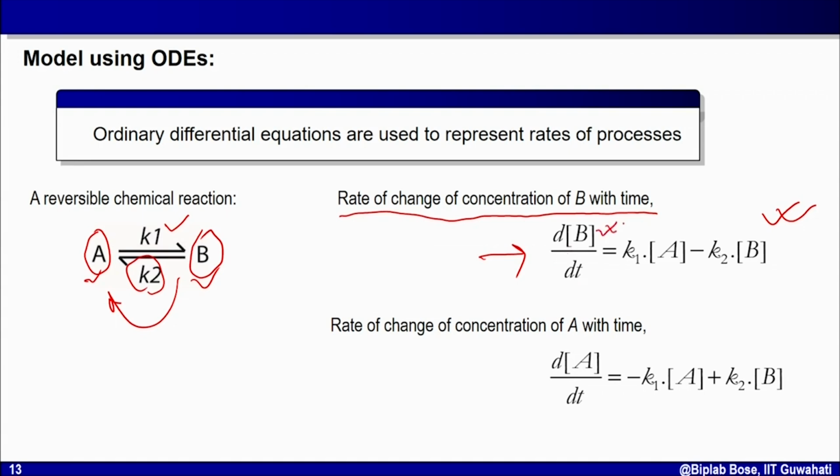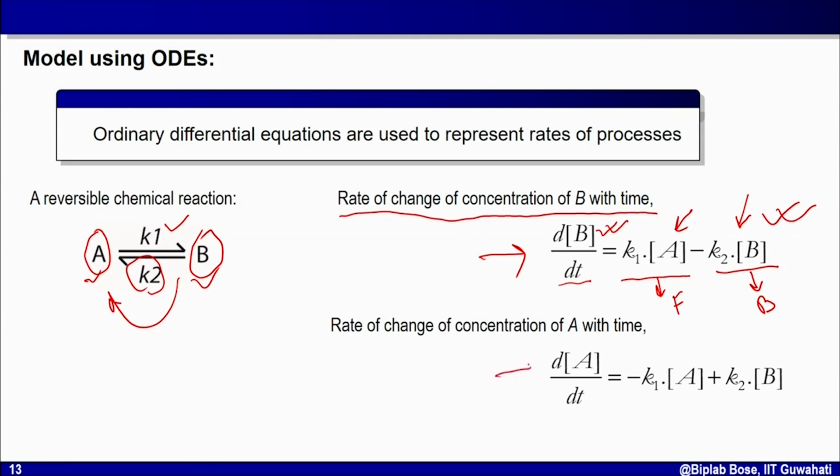Remember, this square bracket represents molar concentration. So the change in molar concentration of B with respect to time is given by dB/dt = K1 times A, that is the forward reaction, minus K2 times B, that is the reverse reaction. So B is formed by this forward reaction, and B is converted back to A by this reverse or backward reaction. So dB/dt, the rate of change of concentration of B with time, is equal to K1 times A minus K2 times B.